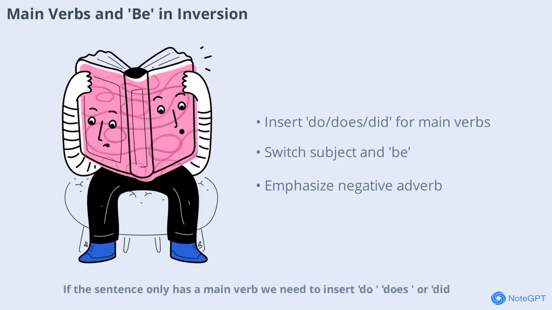When the sentence only has a main verb, we need to insert do, does, or did, just like when forming questions. For example, "We in no way like this plan" becomes "In no way do we like this plan." Similarly, "She scarcely leaves the city anymore" turns into "Scarcely does she leave the city anymore."